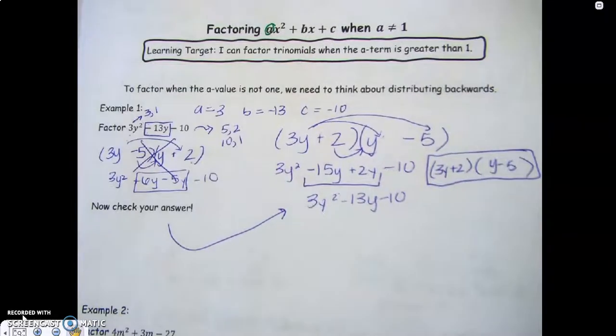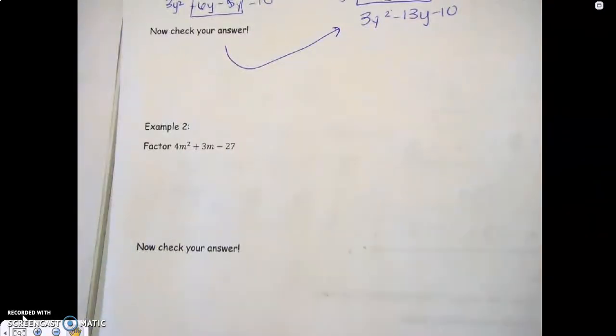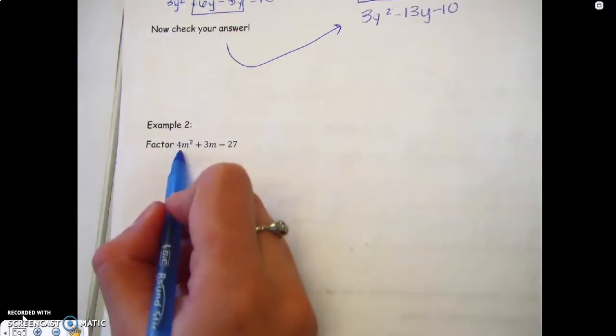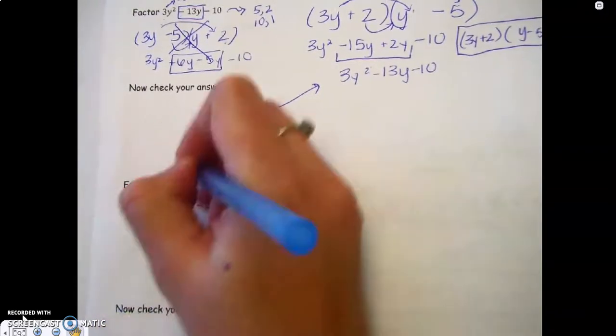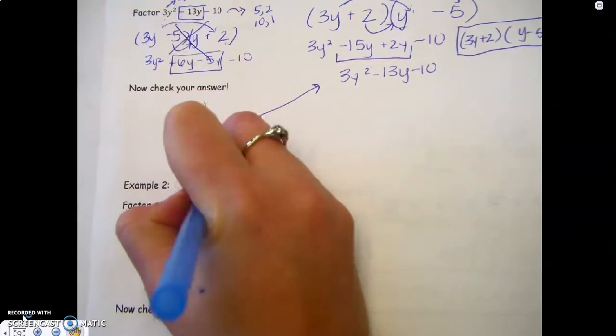Okay, let's try another example. Example number 2, it factors this. This example is a little bit more tricky because my a value has multiple factors. To get 4, I can either do 4 times 1 or 2 times 2.